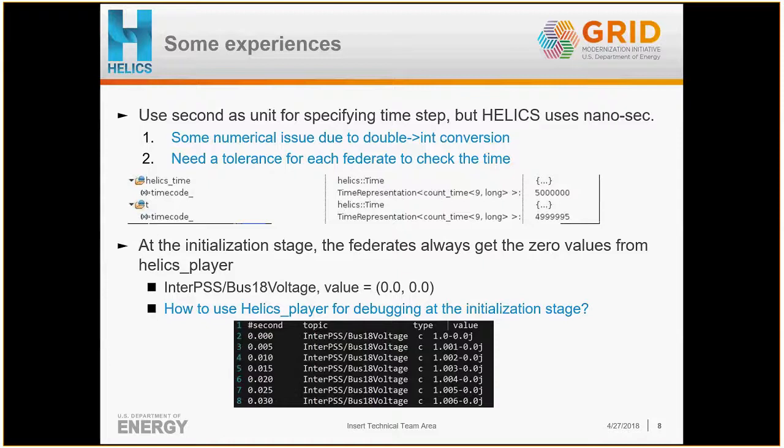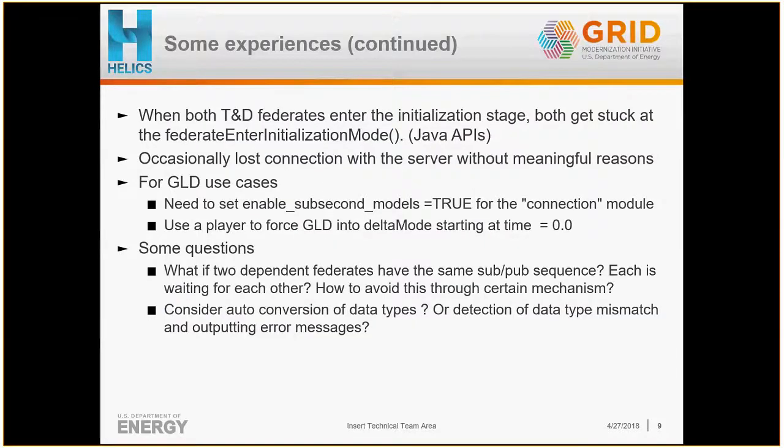Any other questions? Okay, I had a quick question. Juha, if you can go to the next slide. Okay.